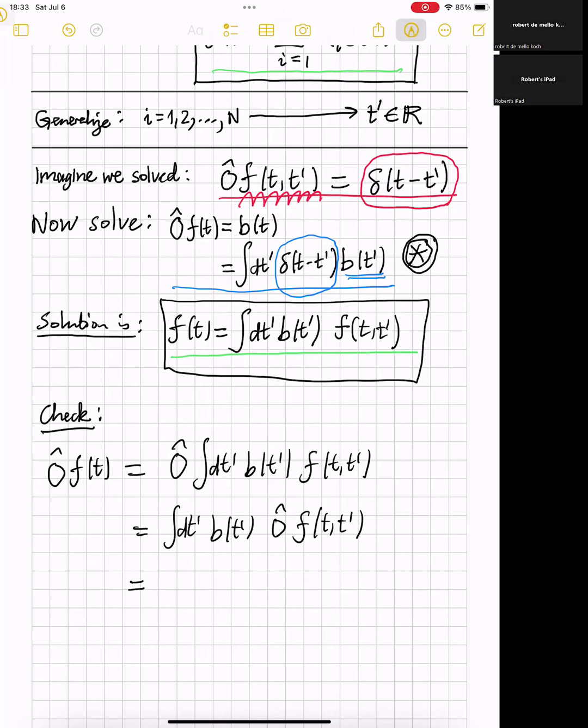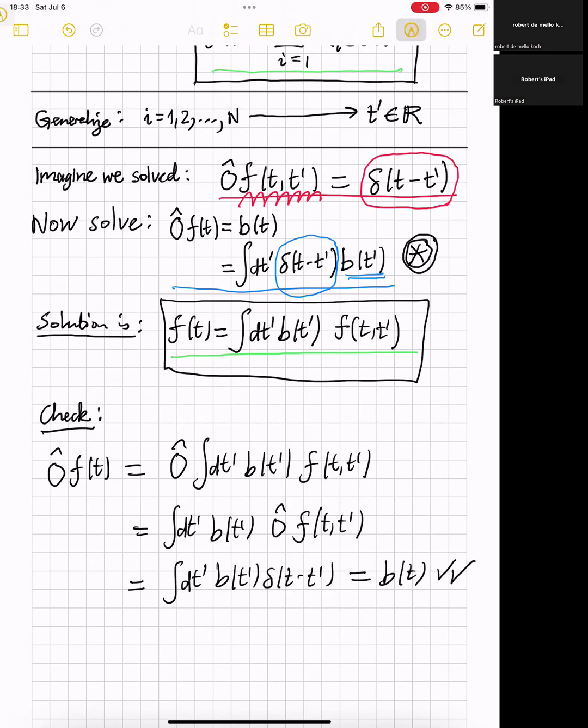But now we know what O hat acting on f of t comma t prime is. That's just the delta function. So we'll have an integral dt prime, b of t prime, delta of t minus t prime. But you know how to do this integral over the delta. The delta is just going to set t prime equal to t. So we'll end up with b of t. So indeed, we have solved our differential equation.